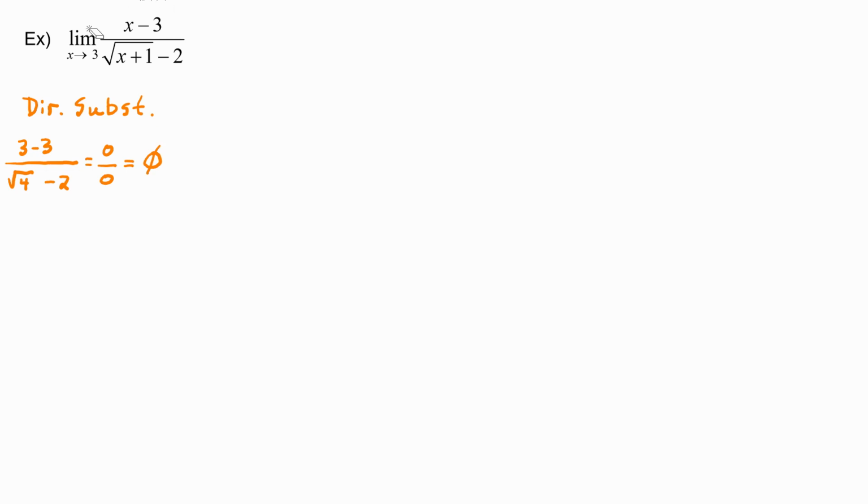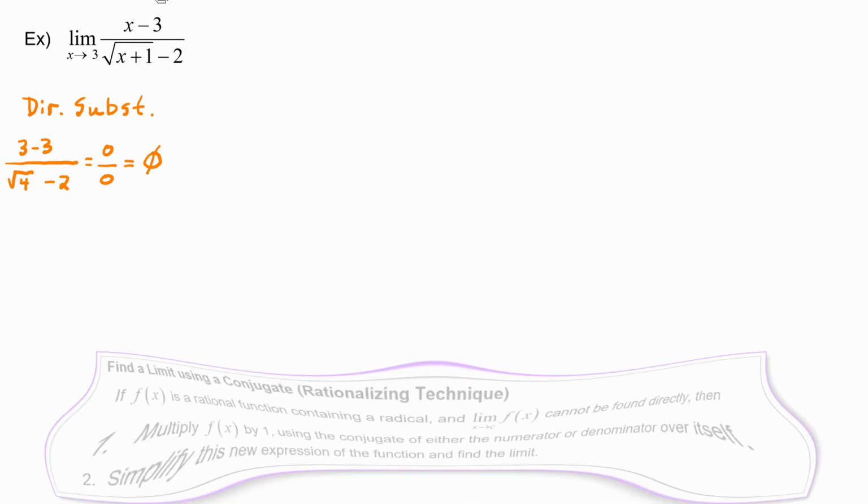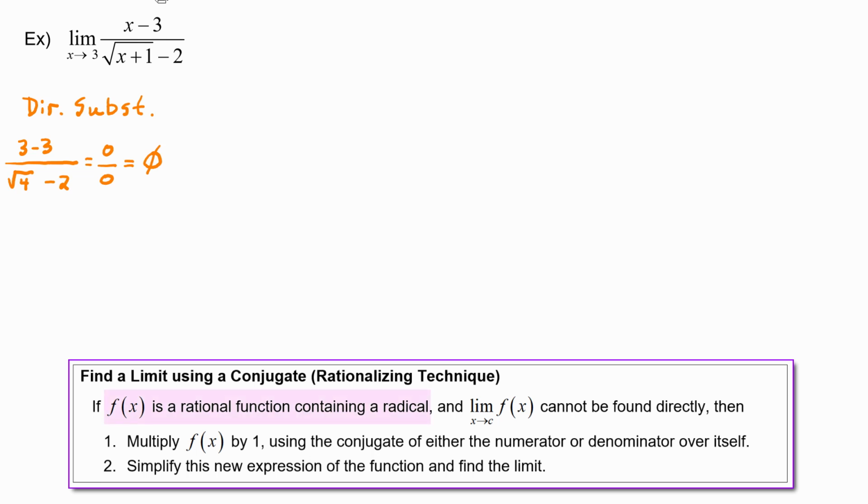And because our original expression is a rational function with a radical, we can use the rationalizing technique. We will multiply by 1 in the form of the conjugate of the denominator over itself. So radical x plus 1 plus 2 over radical x plus 1 plus 2.